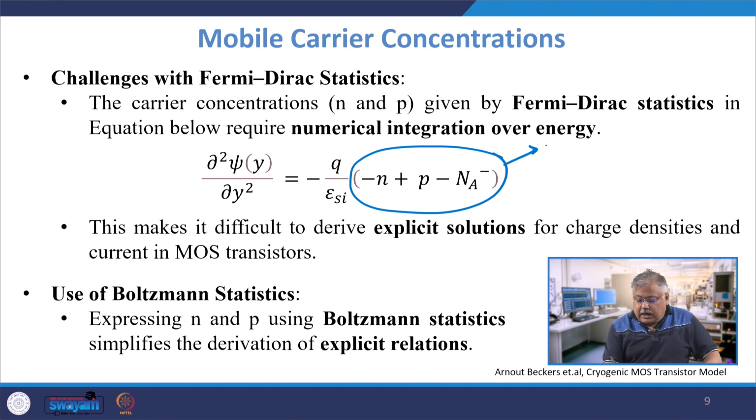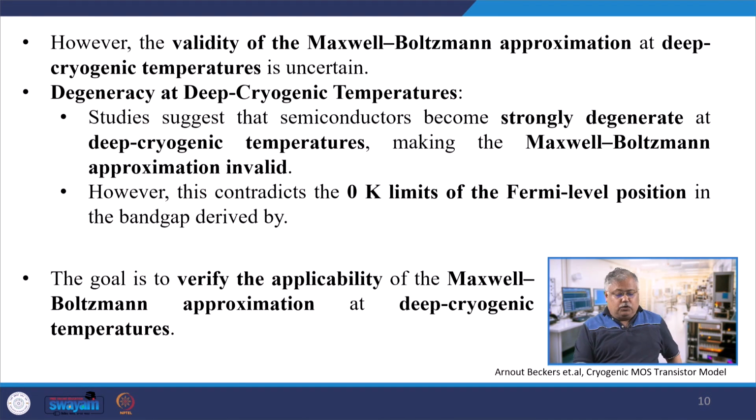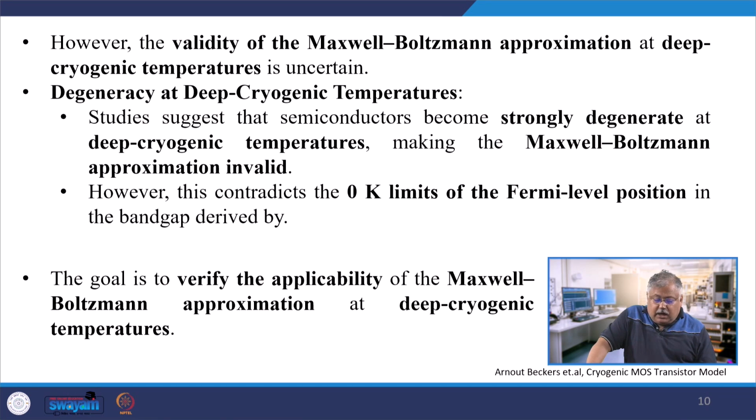One is ionization, right, which can be thermal and it can be field assisted. Then you have this part, and these are free electrons and holes which are available to the device. So, the total number of free charge carriers are shown here. Okay. Now, we discussed this part, incomplete ionization. Now, let us come to the validity of the Maxwell-Boltzmann approximation at relatively low temperatures.